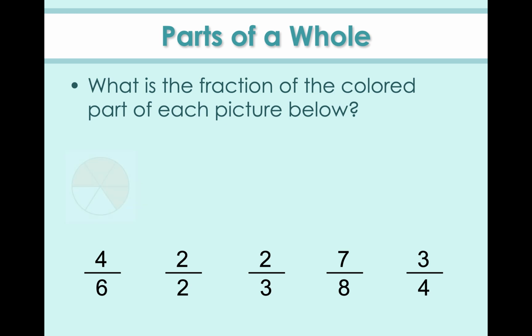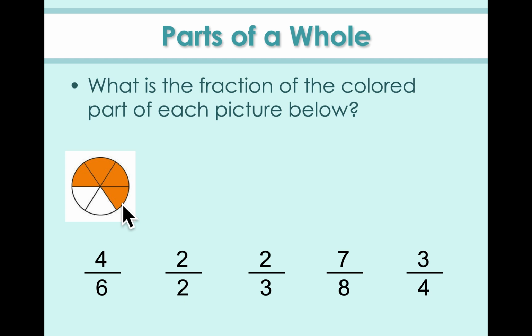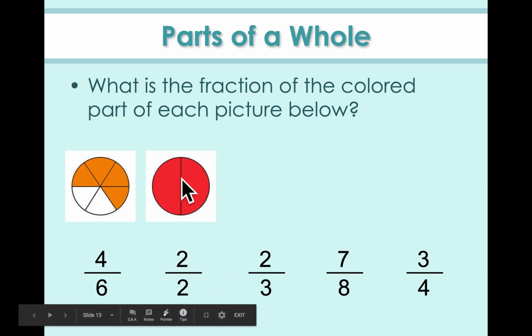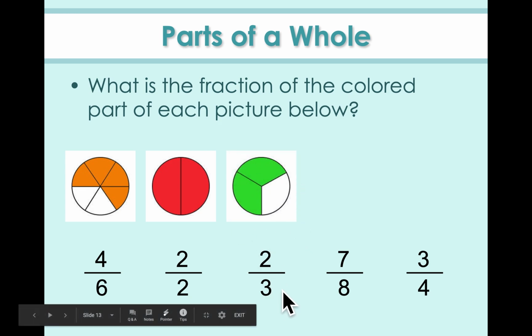And again, we'll take a look at some pictures. Over here, we can count the number of the colored parts. 1, 2, 3, 4 out of my total number, which is 1, 2, 3, 4, 5, 6. And over here, 2 of my 2 pieces. My whole circle is colored in. So that's 2 out of my 2 pieces. Next, I have 3 pieces in total, right? 3 pieces in total. And how many are colored? 1, 2.